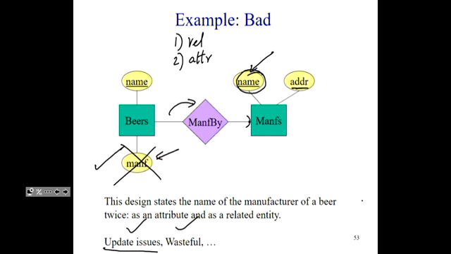Yep. But that would imply that the beer is only made by one manufacturer, but it's not really realistic. So would that make it inconsistent? Sorry, what do you mean by each beer is made by exactly one manufacturer? I mean, you could have multiple manufacturers making the same beer, right?